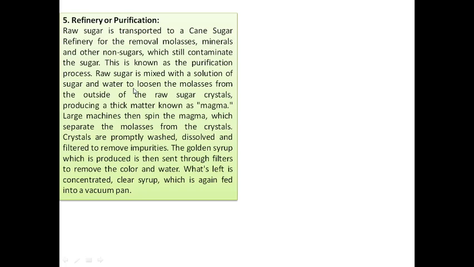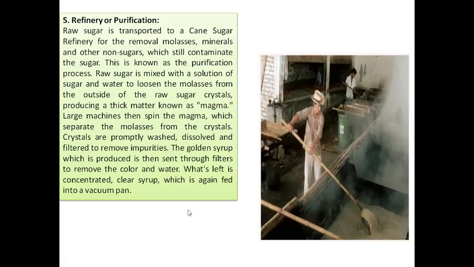So raw sugar is mixed with a solution of sugar and water to loosen the molasses. Now what happens, this raw sugar is mixed with a solution of sugar and water to loosen the molasses so that it gets removed from this. And next, here you can see a picture from the sugarcane refinery.